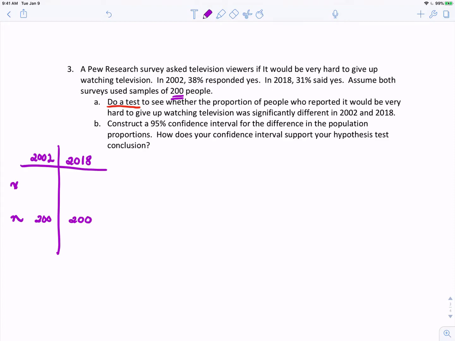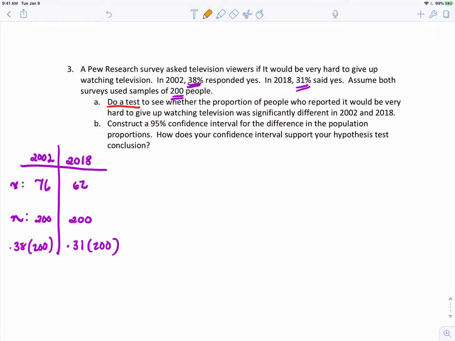But now we have to find out how many people said yes in each year. In 2002, we know that 38% said yes, but we need to find out how many people that is. So we need to do 38% of 200. If we multiply 0.38 times 200, we get 76. So x is equal to 76. In the year 2018, we know that 31% said yes. So we need to take 31% of 200. So 31% times 200 is 62.